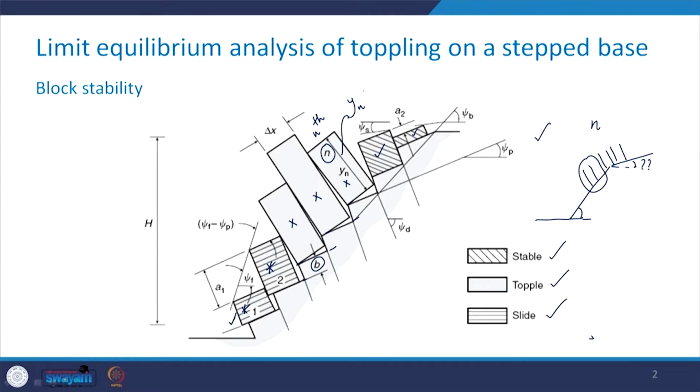Now what we will do is, we will take the forces which are acting on any typical nth block. We will take one nth block which has the tendency to topple, and we will take another nth block which has the tendency to slide, and then we will try to get the force equilibrium equations and see how this system can be analyzed.